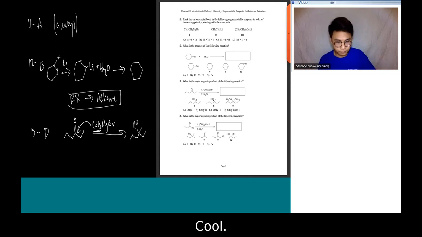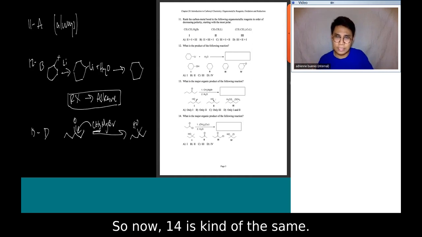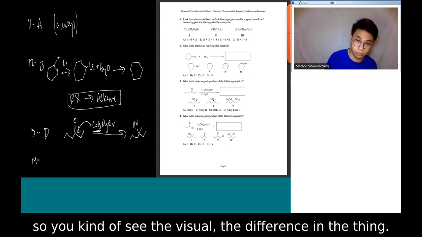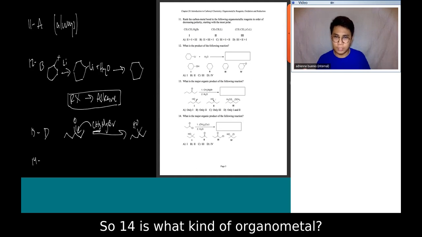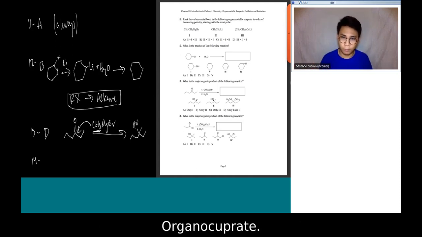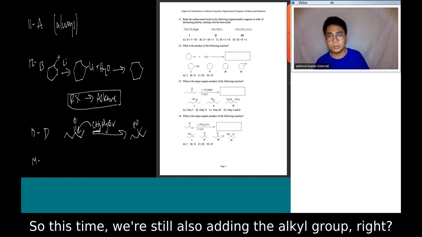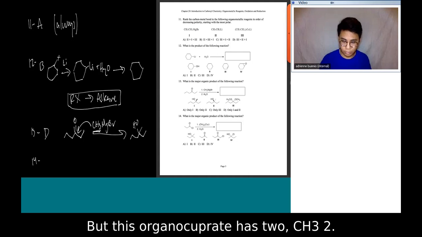Cool. So now 14 is kind of the same, but actually let me try adding 14 here so you kind of see the visual, the difference in the thing. So 14 is what kind of organometal? The cuprate, right? Organocuprate. So this time, what should be your product? So this time, we're still also adding the alkyl group, right? But this organocuprate has two CH3.